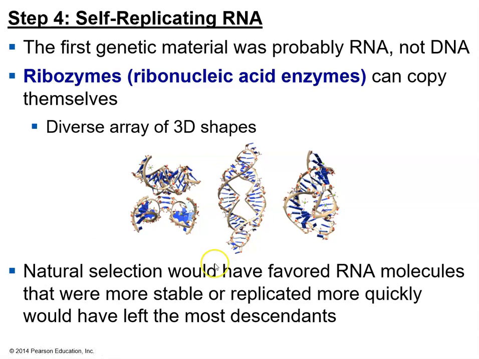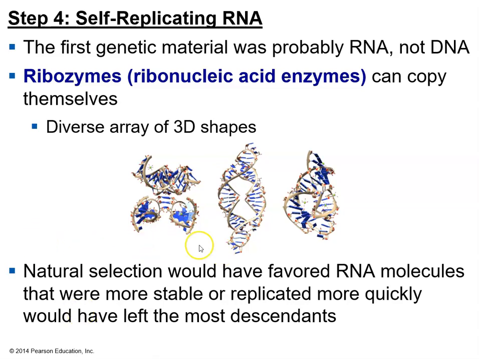All right, and then now we come to the final stage, step 4, which is the fact that the RNA that was now contained inside of these protocells has the ability to self-replicate. It is thought that the first genetic material was probably RNA and not DNA because of RNA's ability to replicate itself without any additional machinery needed in that protocell. So there are these things called ribozymes, which are ribonucleic acid enzymes that are responsible for the copying themselves process.